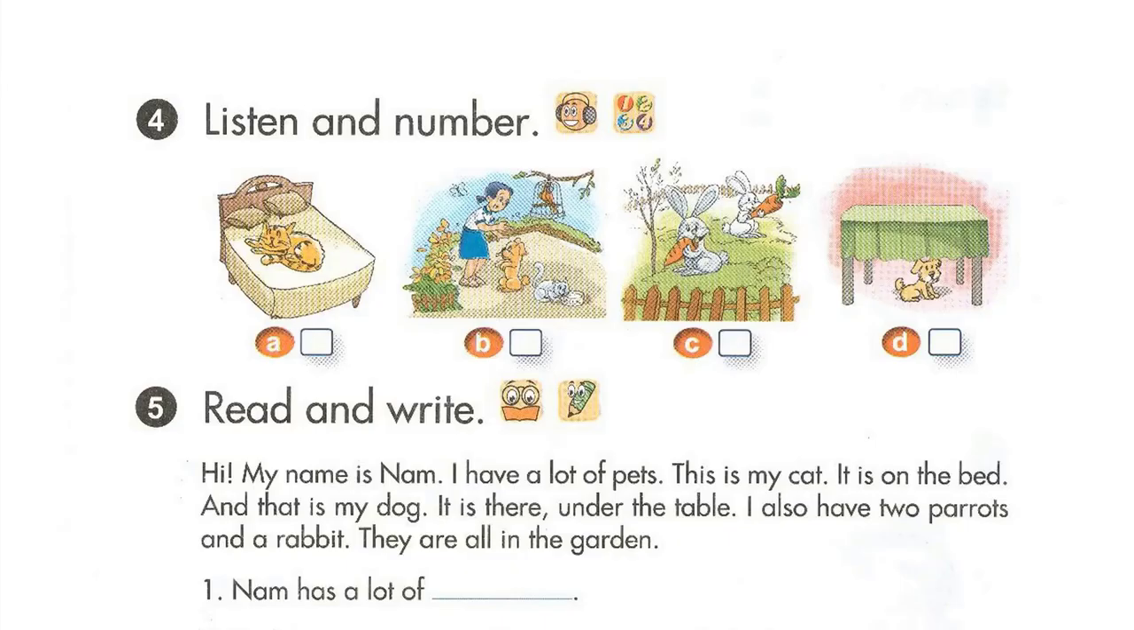Page 43. Lesson 2. Activity 4. Listen and number. 1. Do you have any pets? Yes, I do. I have a cat, a dog, and a parrot. 2. Where's my cat, Mum? It's here, on the bed. 3. Where is your dog? It's under the table. 4. I have 2 rabbits. Where are they? They're in the garden. Come and see them.